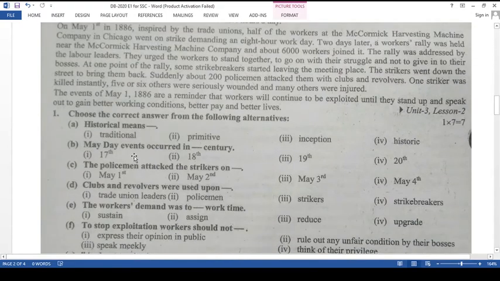Then, May Day events occurred in dash century. There is a trick in finding out the century. The year is mentioned, and the century will be the next of that. That means if the year starts with 18, the century will be 19. If the year gets started with 1700, then the century will be 18. That means a century is always one greater than the first two digits.